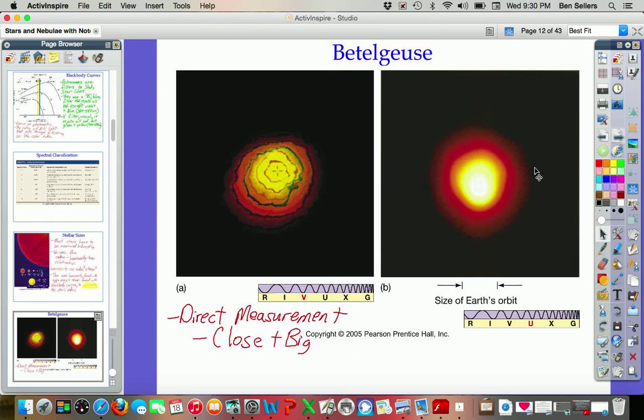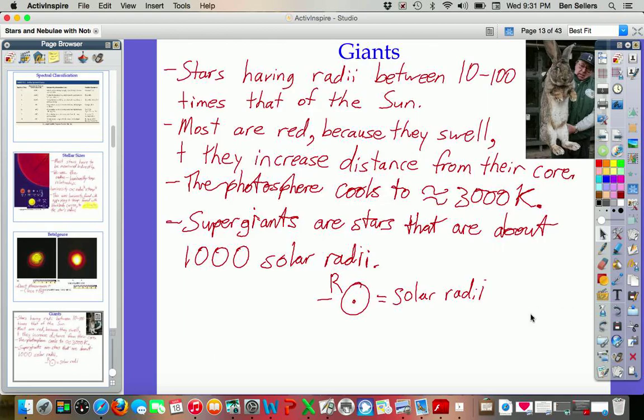Betelgeuse is fairly close, so we're actually able to measure it a little bit easier because here's the size of Earth's orbit. It's about 500 light years. So giants. Giants are stars that have radii between 10 and 100 times that of the sun. Most of them are red. Not all of them. They can be blue.